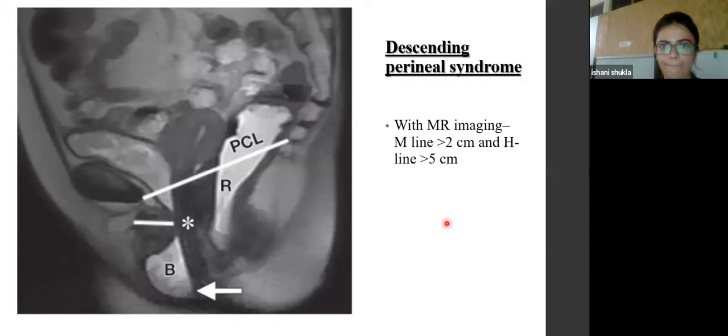Coming to descending perineal syndrome, the parameters are the M line and H line, which we already discussed, and they should be more than 2 centimeters and 5 centimeters respectively. Here, this is a sagittal T2-weighted MR image, where we see that there is a cysto-urethrocele with the bladder base, which is marked by B, lying well below the pubococcygeal line. Also, there is bladder outlet obstruction in this patient because there is uterine prolapse, and the prolapsed uterus is compressing upon the bladder outlet. So this resulted in the bladder outlet obstruction.